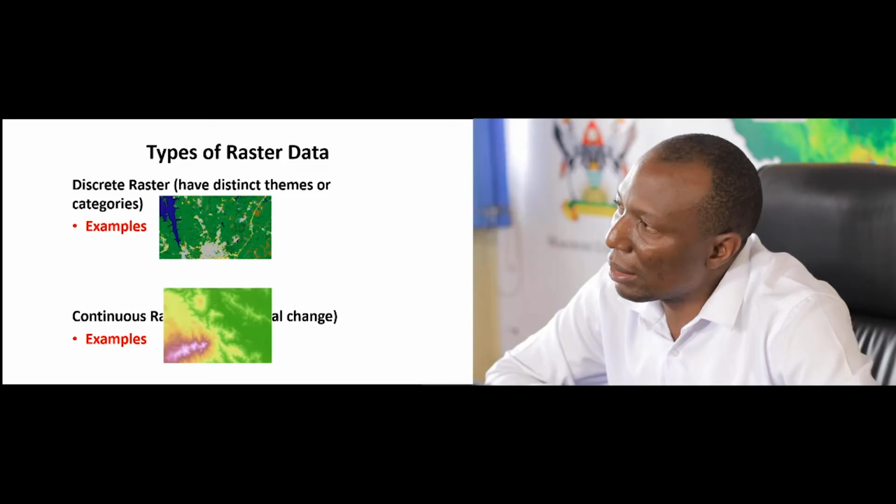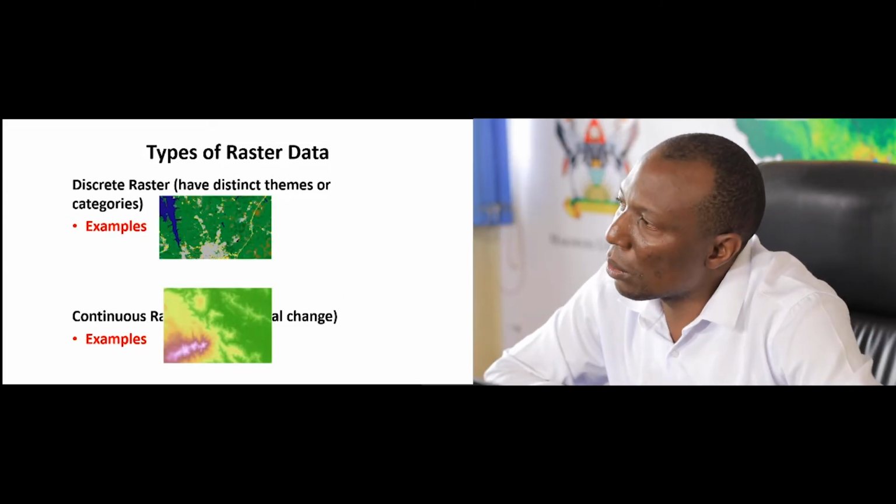But for continuous, if you went into Google Maps, you'll see what we refer to as the continuous raster. If you open your Google Maps on your phone, the terrain is a representation of a continuous raster. So the values are continuous and they represent height above sea level.